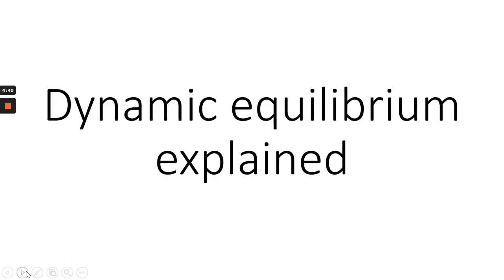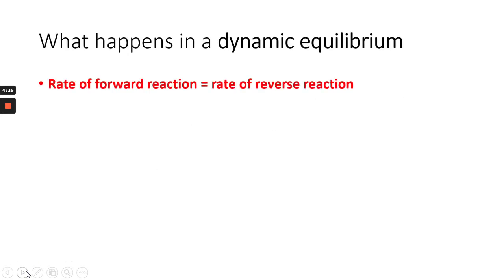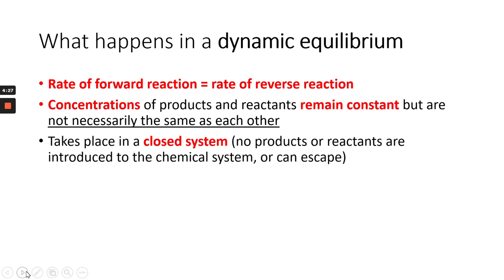continuing. So looking at dynamic equilibrium, it is basically where the rate of forward reaction is the same as the rate of reverse reaction. Another key feature is the concentrations of products and reactants remain constant but aren't necessarily the same, and it takes place in a closed system. We'll look at this in a sec.